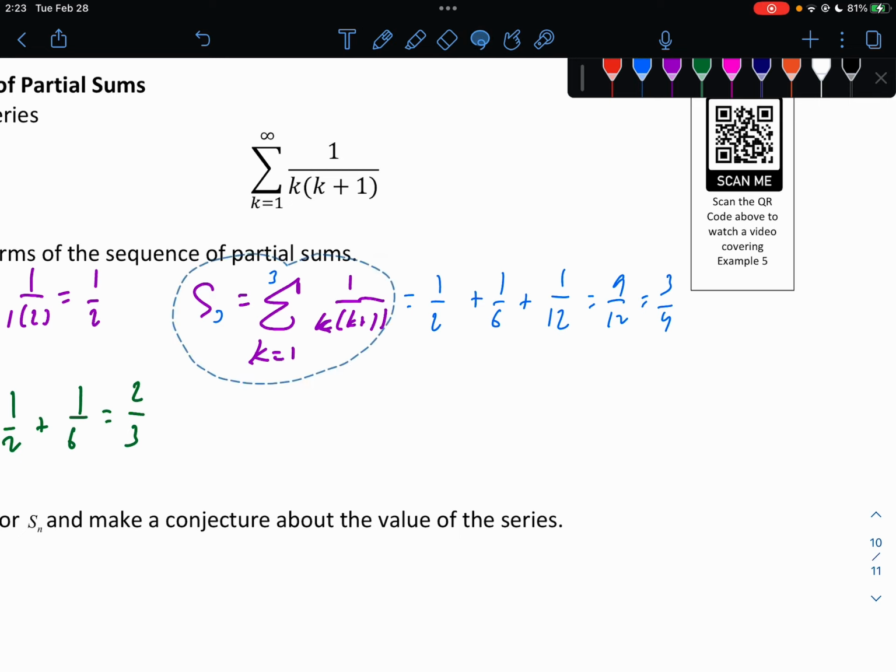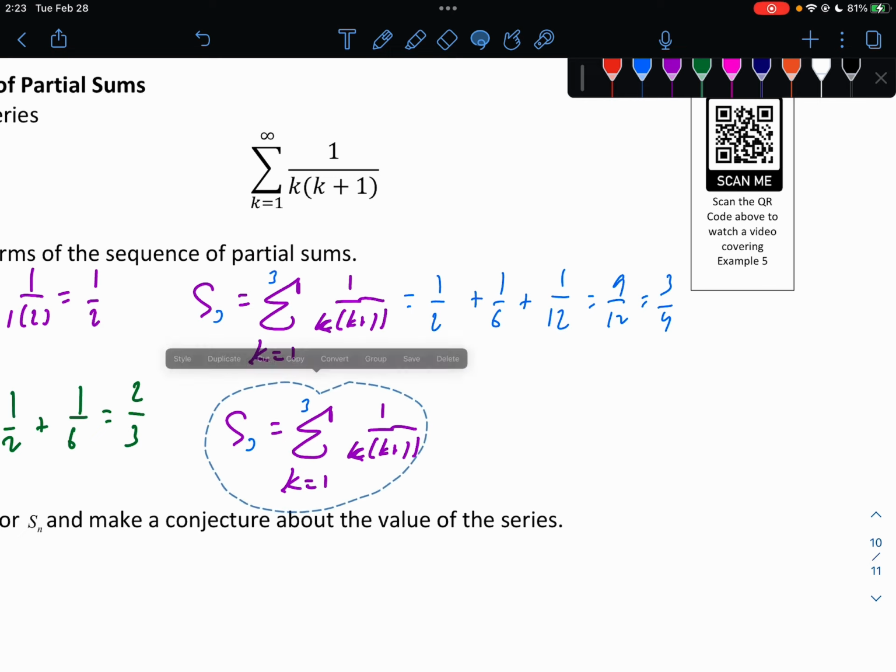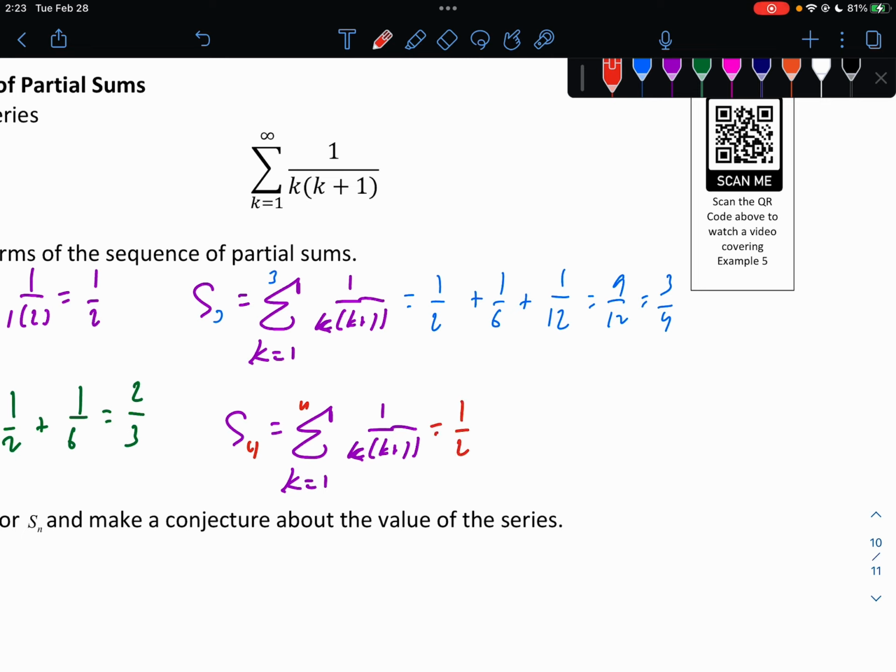All right, one more time. The first 4 terms. So now we're going to add 1/2 plus 1/6 plus 1/12 plus 1 over 4 times 5, which is 1/20. All right, the common denominator would be 60. Add those all up, we should get 48 over 60, which is 4/5.